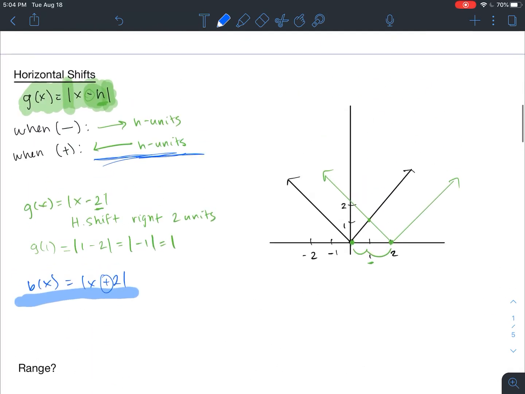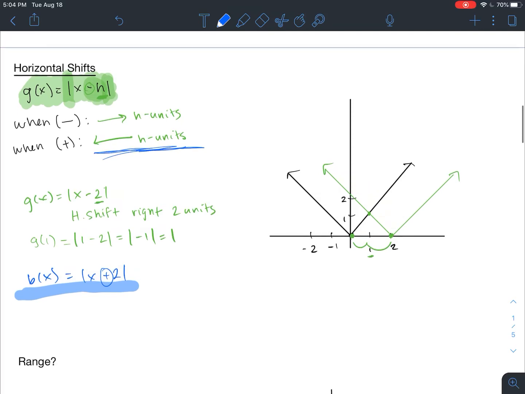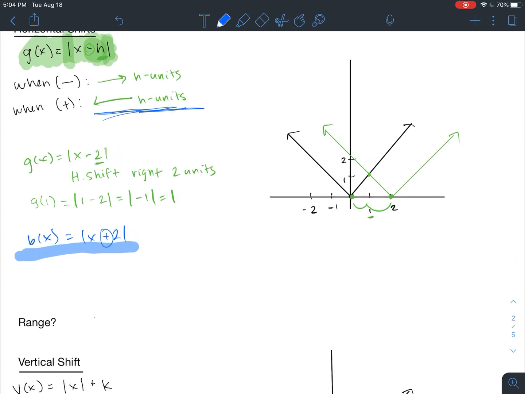And last but not least, what is our range? Well, our range hasn't really changed, and neither did our domain. The domain of absolute value functions is always going to be negative infinity to positive infinity. It covers all the x values. And our range in this case, we're still starting from 0 and moving upwards. So our range is still 0 to infinity.